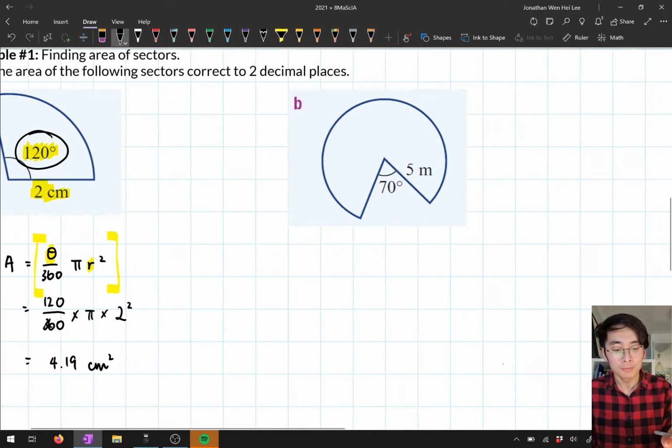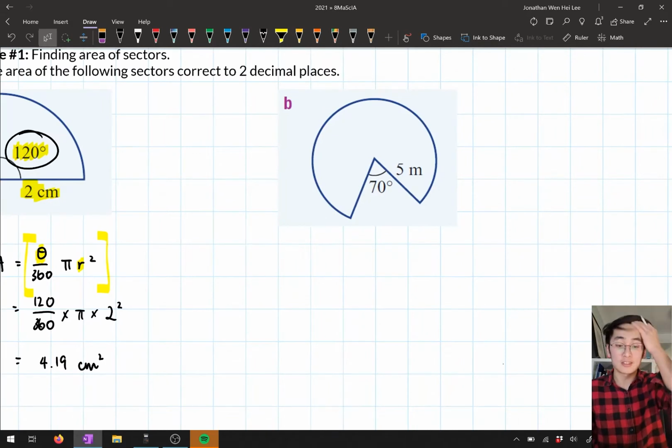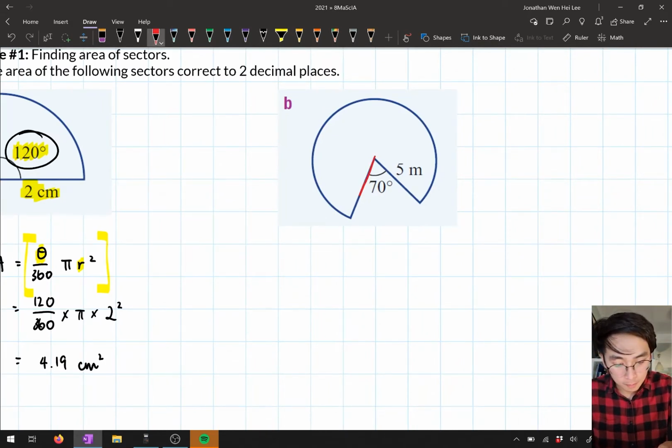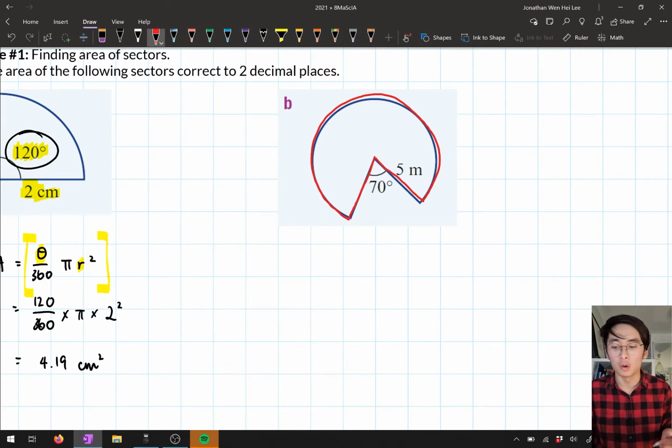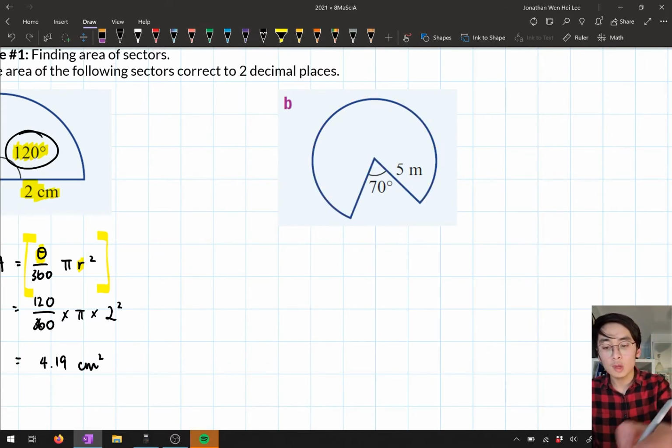Now, part B. We've also got this other sector here. So for this sector, we've actually got the bigger part of the circle. So this is like imagining someone took a massive chunk of pie, or it kind of looks a bit like Pac-Man. And here, if you have a look, we get given that the radius is 5 meters, which is great. And the angle that we get given is this one over here of 70 degrees.